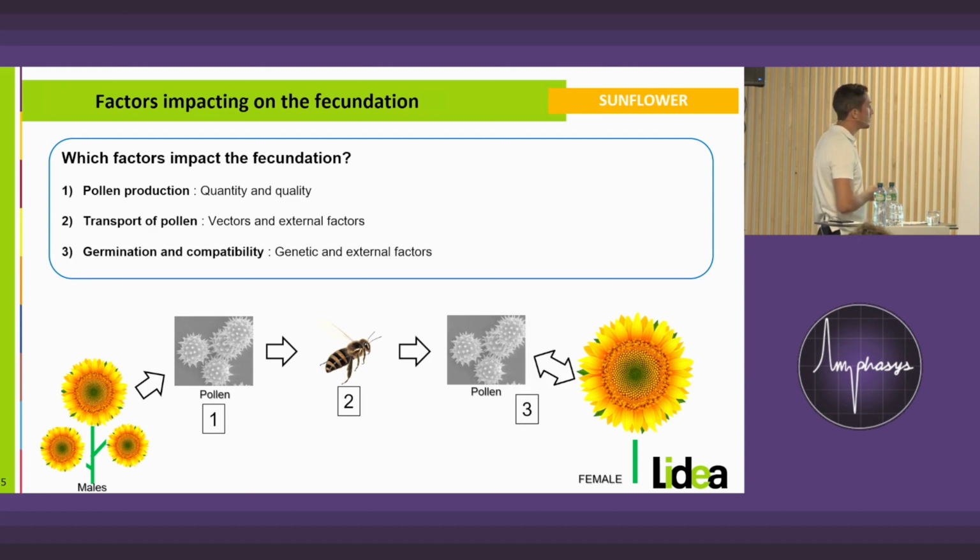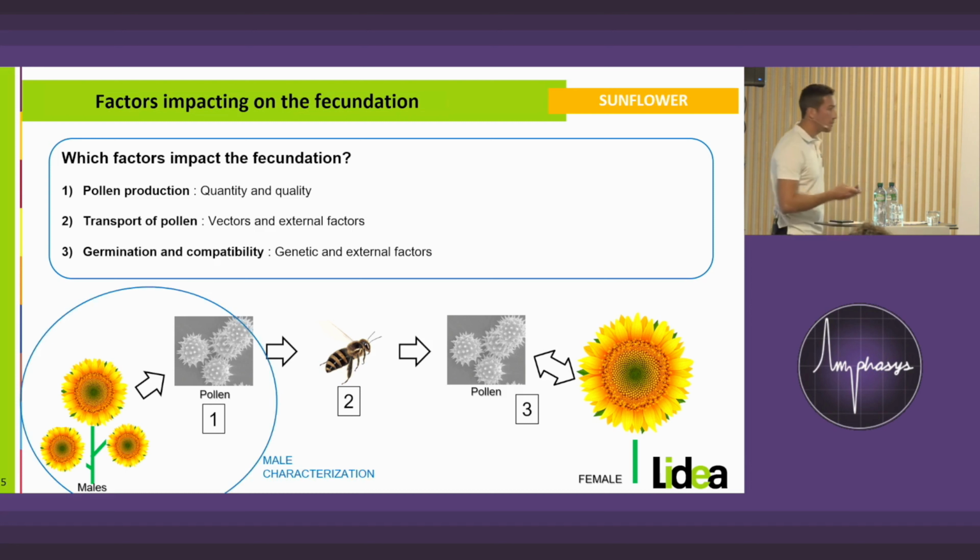And the last step to have a good fecundation is the germination of the pollen and the compatibility between the pollen of the male and the stigma of the female. So in this presentation, with the P20, we will analyze the male characterization in terms of pollen production, quantity and quality.